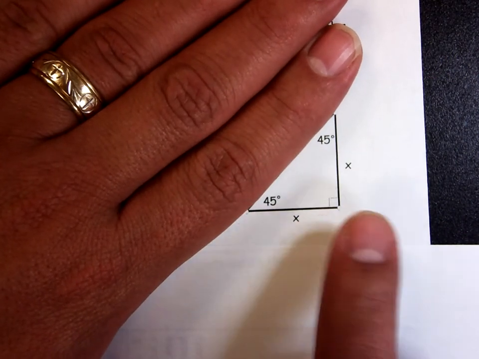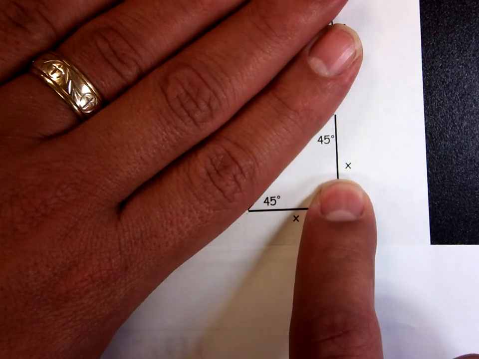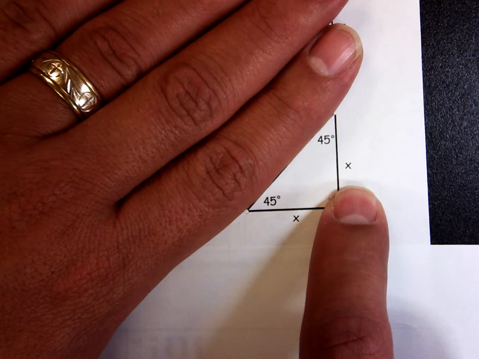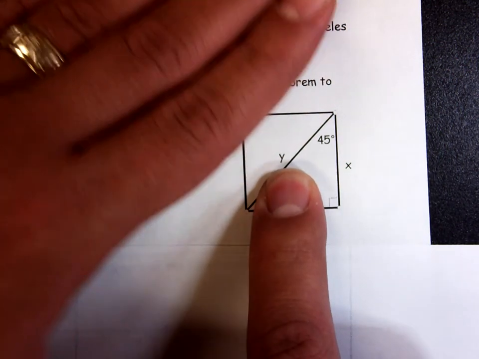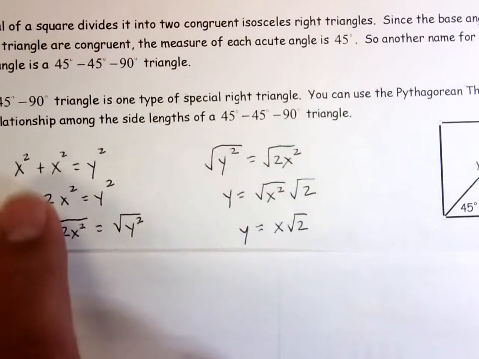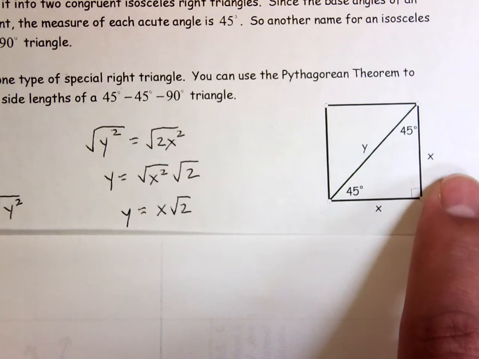It's isosceles. If these two angles are the same, these two sides have to be the same. If that's x, that's x. Now we can just do the Pythagorean theorem to figure out what this diagonal has to be. Okay, so that's all we did here. We did x squared plus x squared equals y squared. That's all that we've done so far.